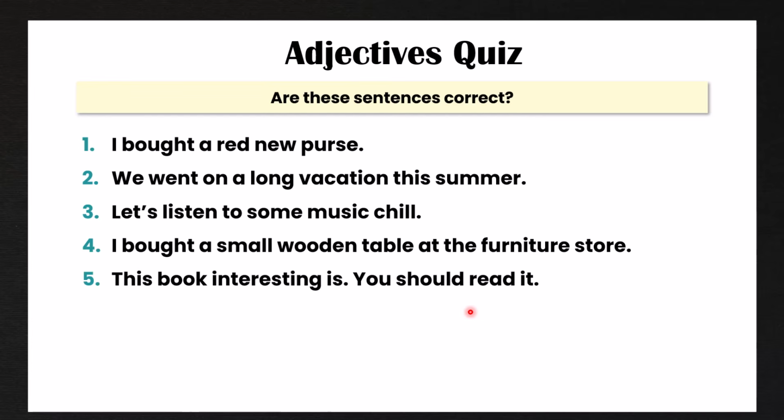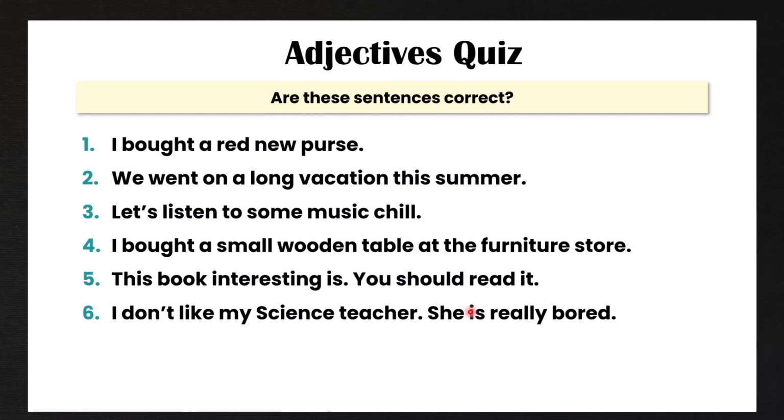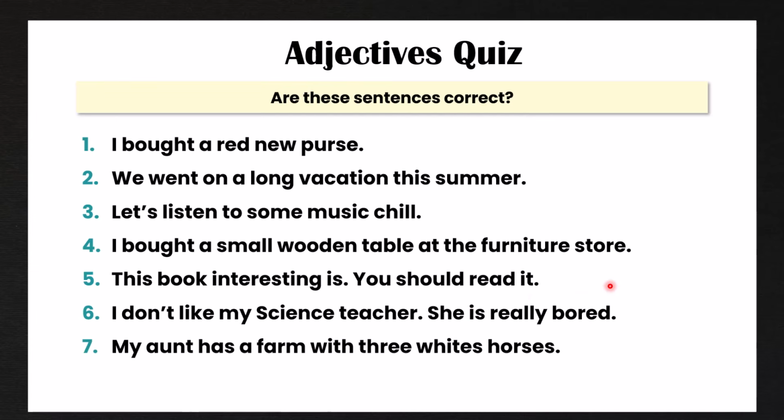Number 5, this book interesting is. You should read it. Number 6, I don't like my science teacher. She is really bored. Number 7, my aunt has a farm with 3 white horses. And number 8, your new hairstyle looks beautiful. Okay, so let's correct these together.